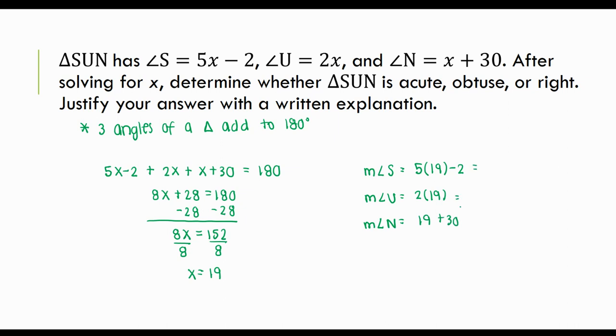All right, so 5 times 19 and then subtract 2, looks like that's going to give us a 93-degree angle. 2 times 19 is going to give us a 38-degree angle. 19 plus 30 gives us a 49-degree angle. So every single one of these is a different measure. Notice that none of them are 90 degrees, so it can't be a right triangle. One of them is 93 degrees, and since that is an obtuse angle, that means that we have an obtuse triangle.